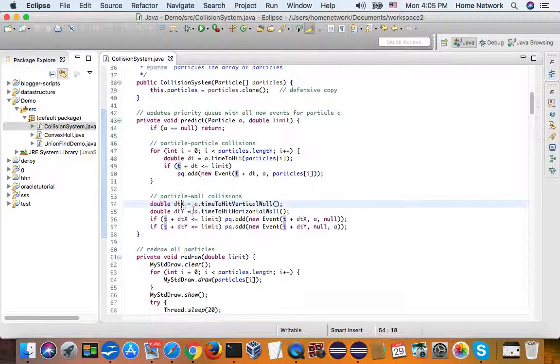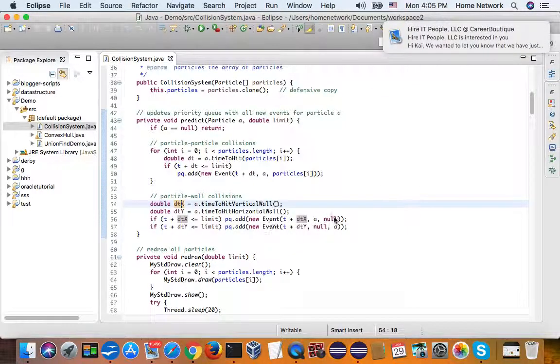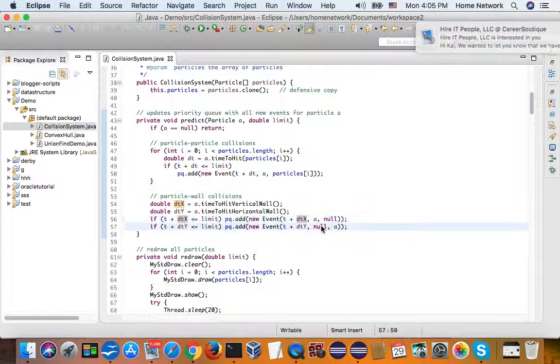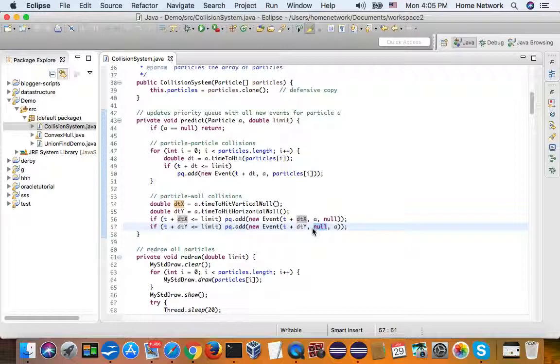And of course, we also need to take care of hitting the wall. In that case, we put B or A as null to signal this is a wall hit instead of a particle collision.